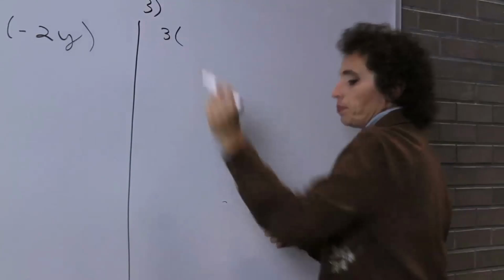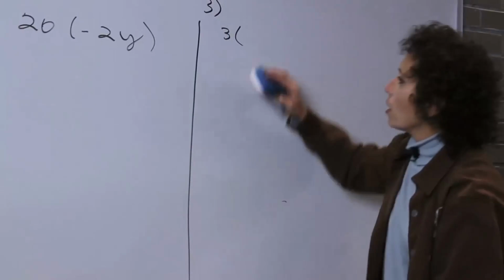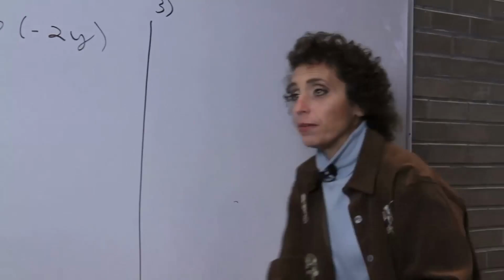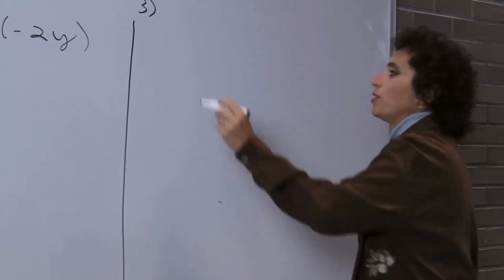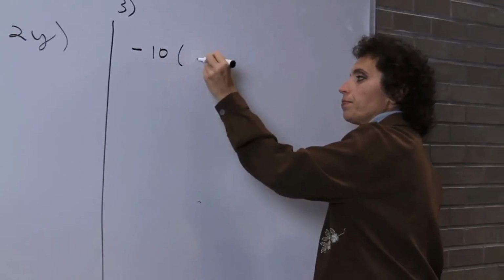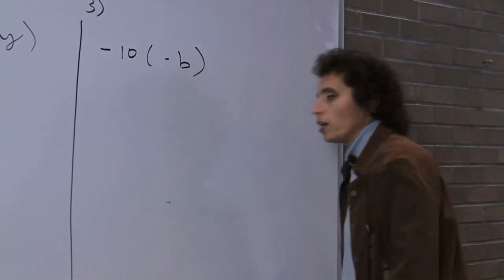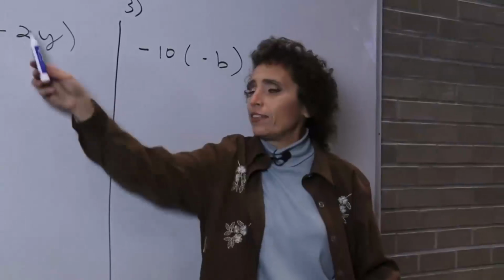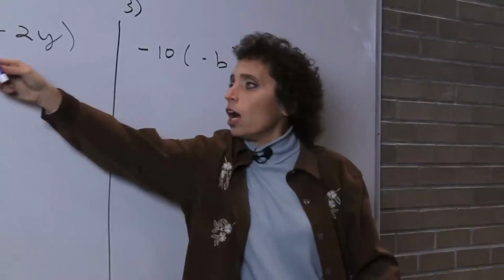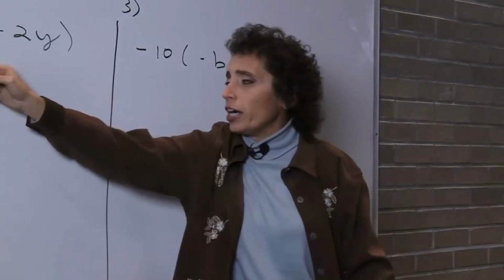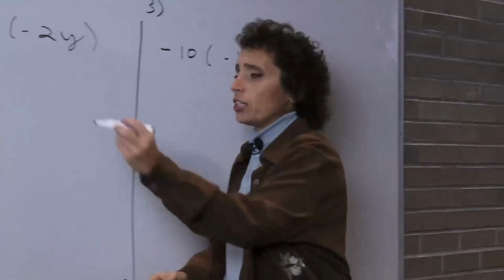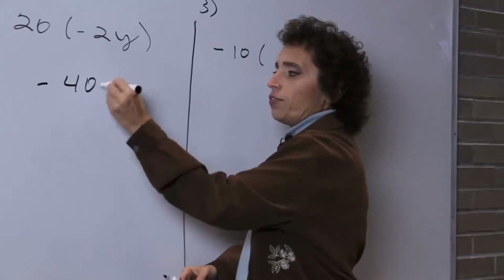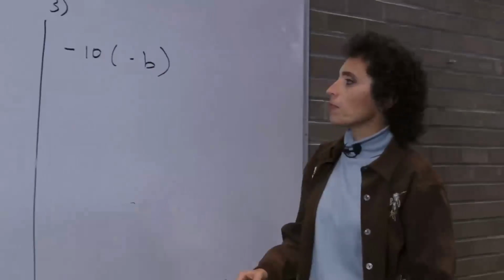Oops. Number 3. It's always good to write backwards. Okay. Number 3 says negative 10 times negative b. Let's talk about that. All right, here we go. Again, we have factors in here, so we can't distribute. We're just doing straight multiplication. This is a positive times a negative. Signs are different. In multiplication, when the signs are different, you get a negative. So this is negative 40y.